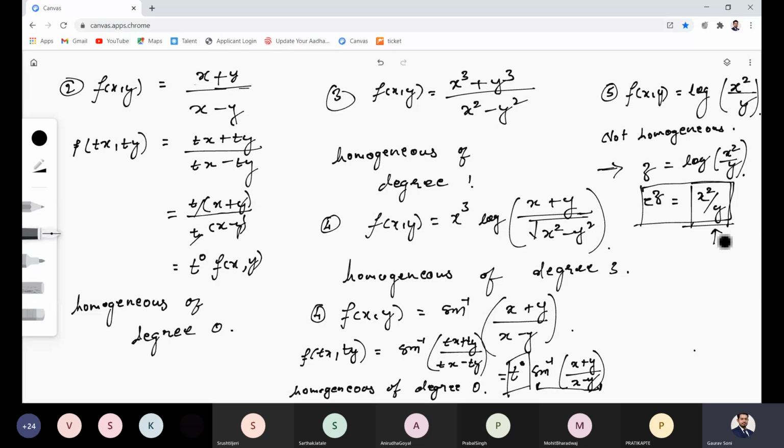Please note this question down because this will play a greater role than these homogeneous ones. So the given function is not homogeneous, but it can be converted to homogeneous by sending this log on the other side. Okay, fine. So we have clearly understood what we mean by homogeneous functions. So we'll write down Euler's theorem.